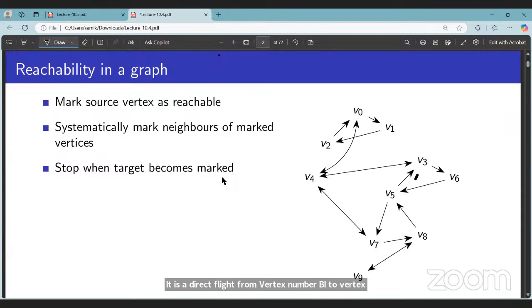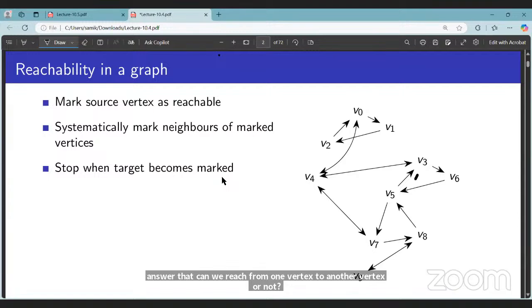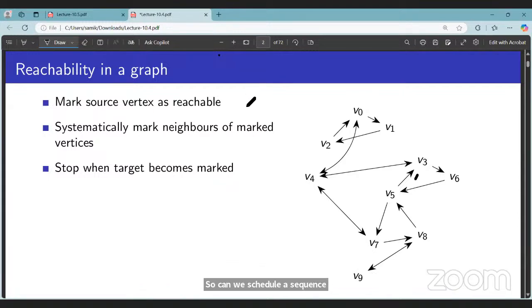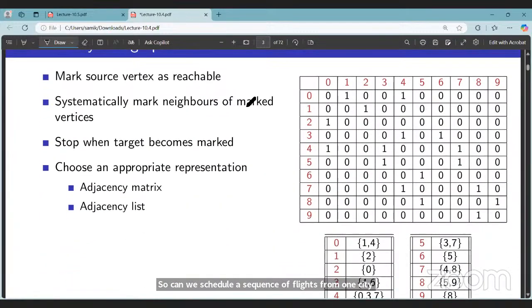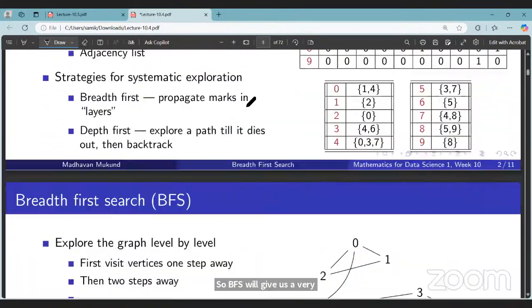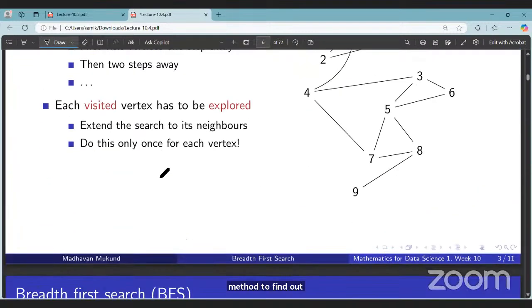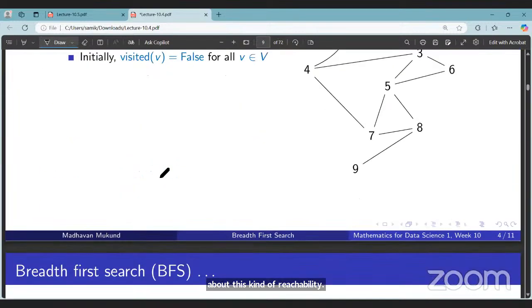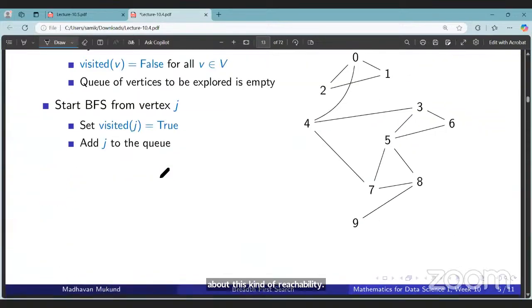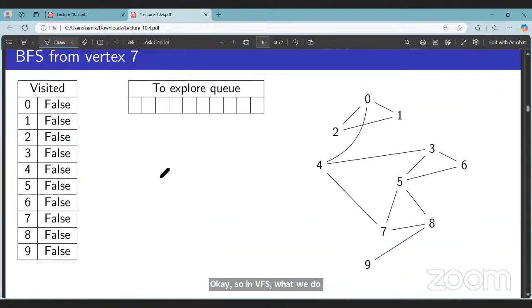Now here we want to answer whether we can reach from one vertex to another vertex or not, or whether we can schedule a sequence of flights from one city to another city or not. BFS will give us a very feasible method to find out about this kind of reachability. I'll explain all those things.